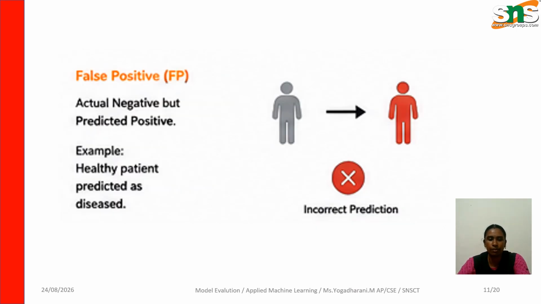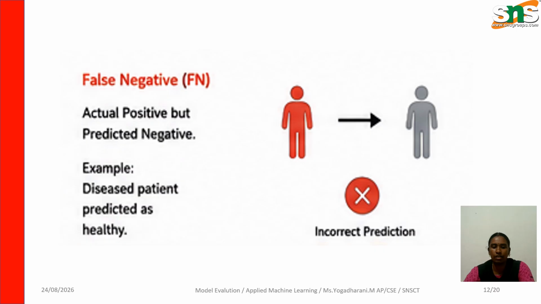And the next one is false positive. Here the actual value is negative, but the model predicts positive. This is represented as false positive. Example, a healthy patient does not have a disease, but the model predicts disease. This is called false positive, which means the actual value is negative, but the model predicts it as positive. And the last one is false negative. Here the actual value is positive, but the model predicts negative. The patient has a disease, but the model shows that this patient does not have a disease.